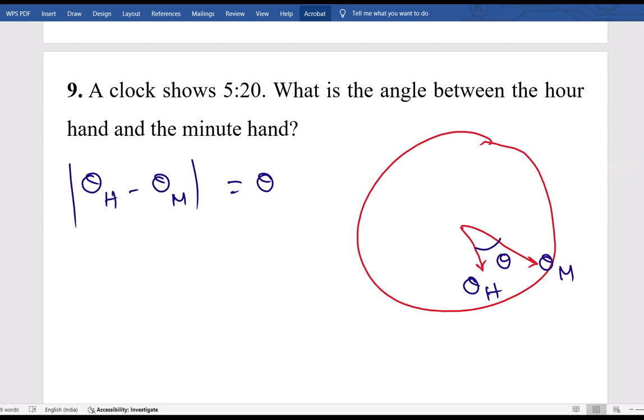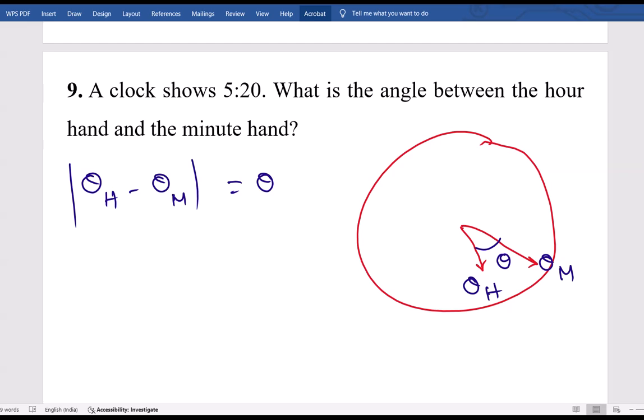Let us assume the time is 2:15. The hour hand angle is smaller and the minute hand angle is more at 2:15. Or take 2:30: the minute hand is at 6, and the hour hand is between 2 and 3, so its angle is smaller. The minute hand angle is more. That's why we put a modulus. This may be more, that may be more; I want the gap between them, and the difference should always be positive. Depending on the time, the hour hand angle may be more or the minute hand angle may be more.